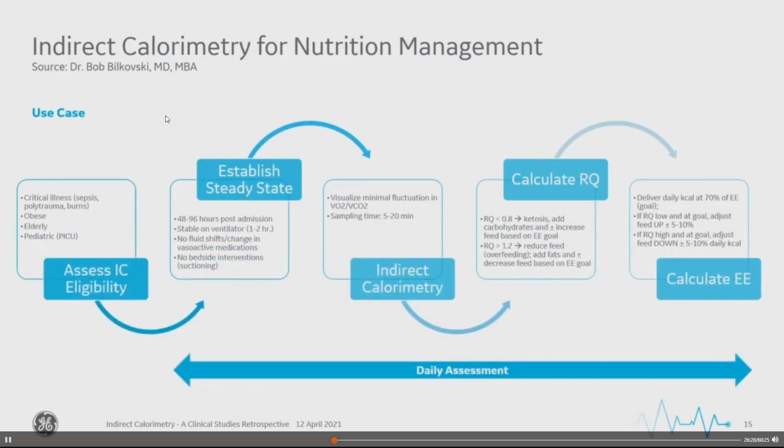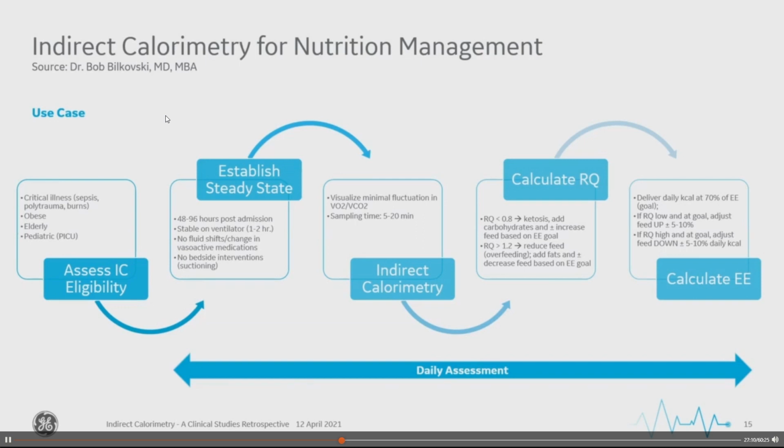And just at a high level, this is my use case for getting a sense of how to implement calorimetry within your critical care practice. First, you take the patient and assess eligibility, and where there is evidence to support that indirect calorimetry is informative. Several are listed here. Then the next part, which is important, is to ensure that the patient is at steady state, or likely to be at steady state, and then evaluate their steady state status, and then obtain information with regards to calorimetry.